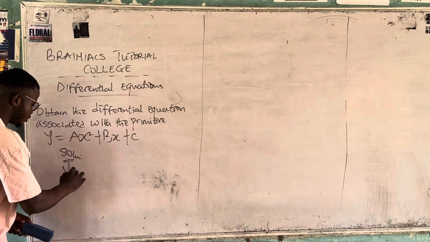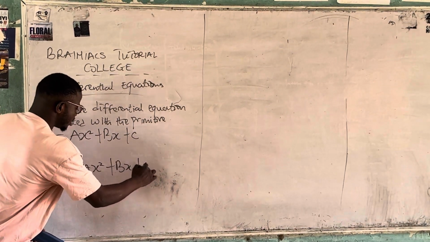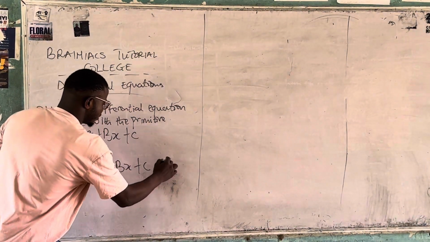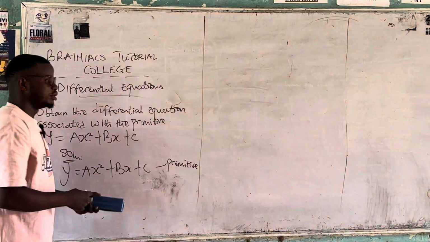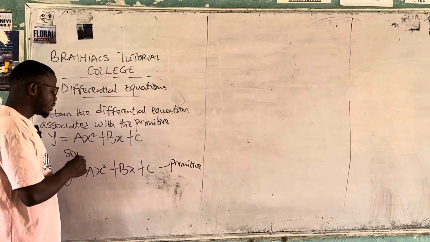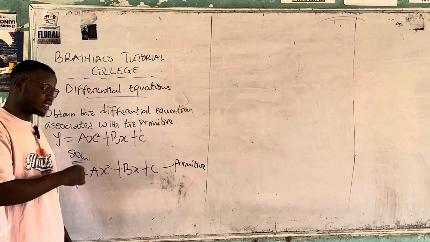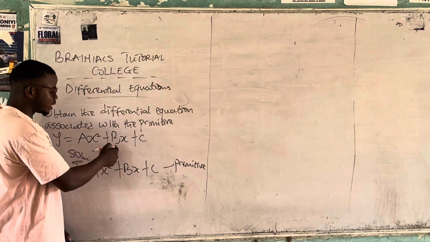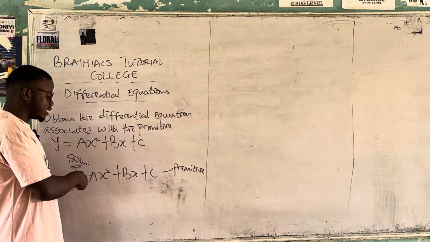So here we have the primitive, which is y equals Ax squared plus Bx plus C. And if you are given a primitive and you have to obtain the differential equation, the number of essential arbitrary constants will tell us the number of times that we will differentiate it. So now there are three constants over here. That means we need to obtain the derivative three times. We need to differentiate three times.